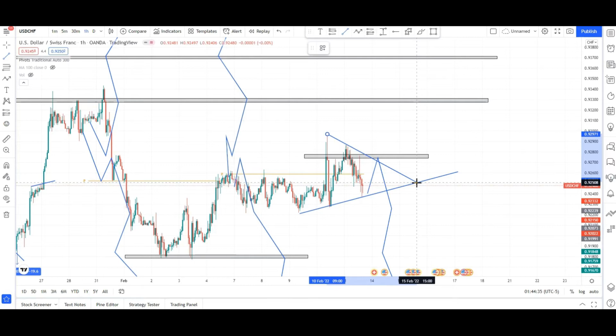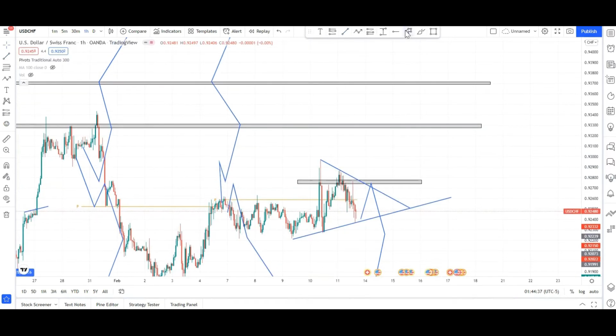Okay guys, this is the triangle pattern I am seeing. Okay guys, in upside momentum also we can see that if it takes support or whatever, if it breaks, then you have to take your trade.